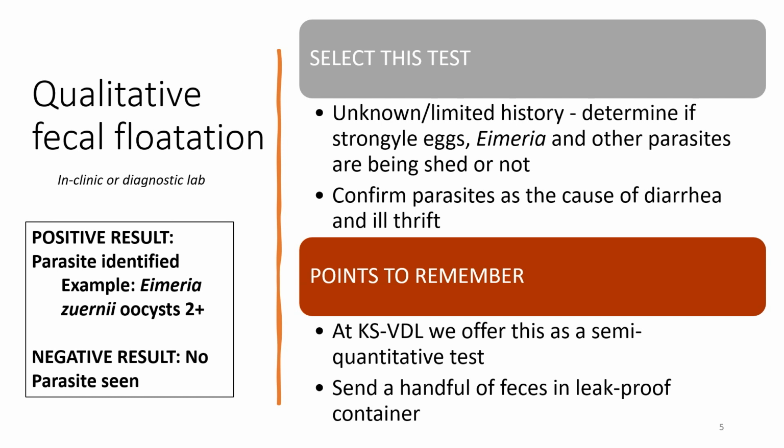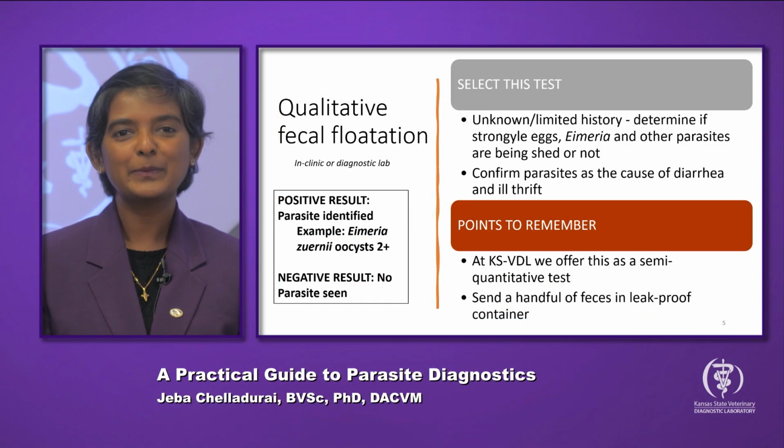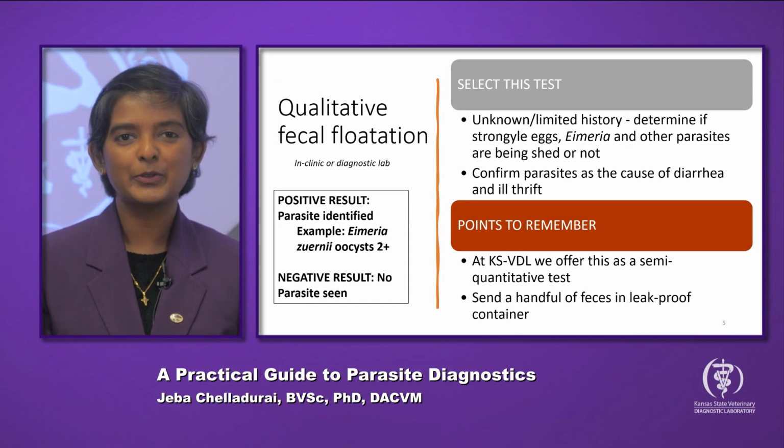So when you do send samples, again, we're doing it as a semi-quantitative test, and you're going to send us a fecal sample, and we ask that you send it in a leak-proof container so that it doesn't spill. Sometimes gloves break open, especially palpation gloves that are tied up. So we ask that you send it in a leak-proof container.